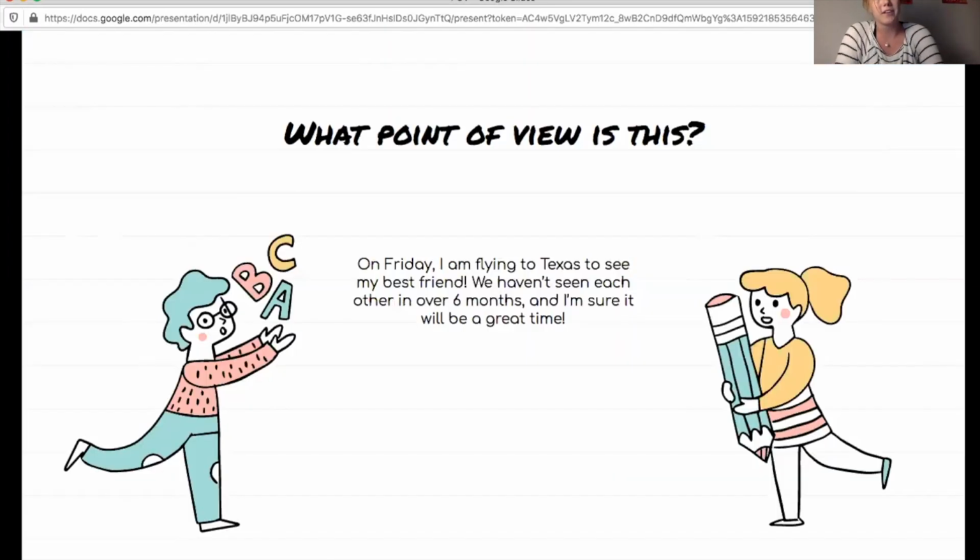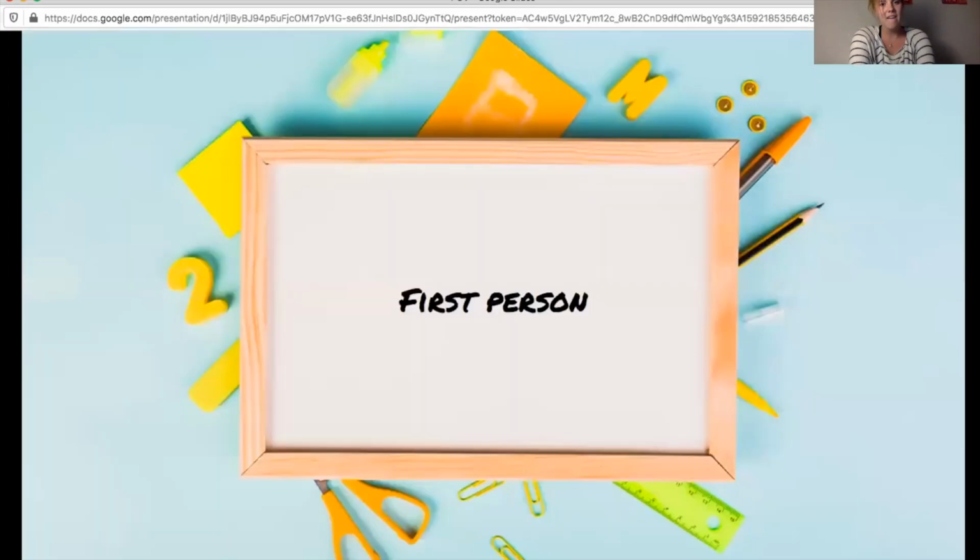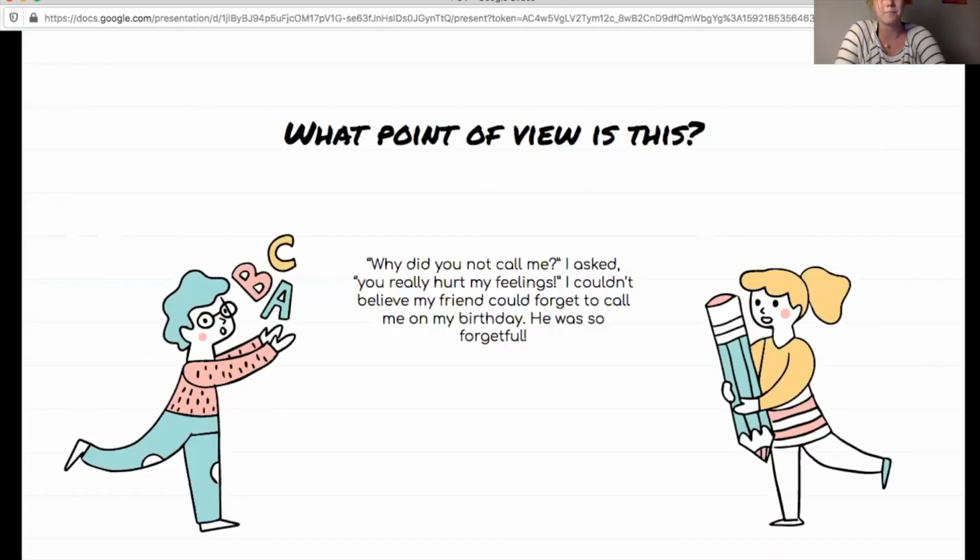All right, what point of view is this? This says, on Friday, I am flying to Texas to see my best friend. We haven't seen each other in over 6 months, and I'm sure it will be a great time. Think about this. Think about the keywords. Everyone on 3, tell me what it is. 1, 2, 3. First person point of view. Great job, guys. That was awesome.